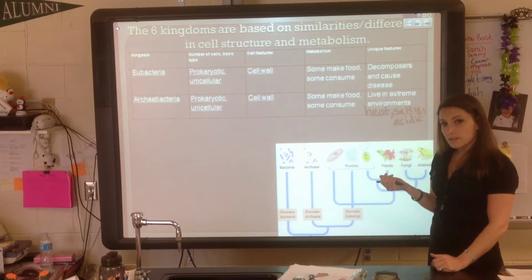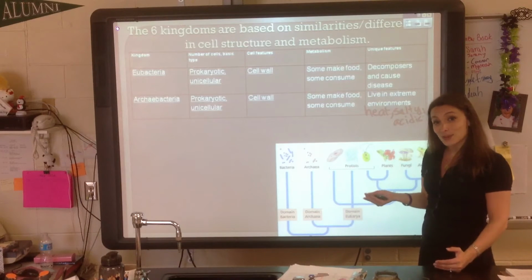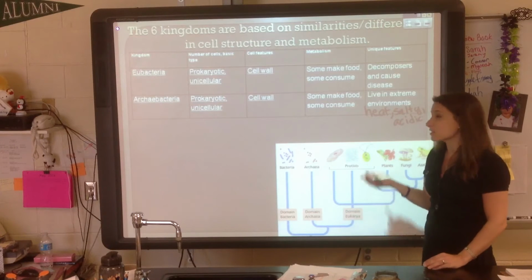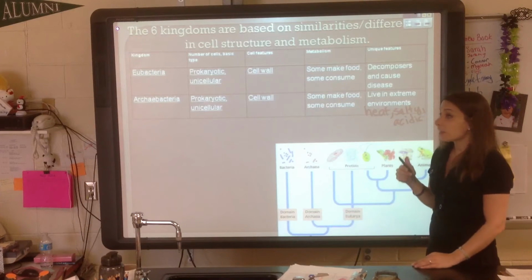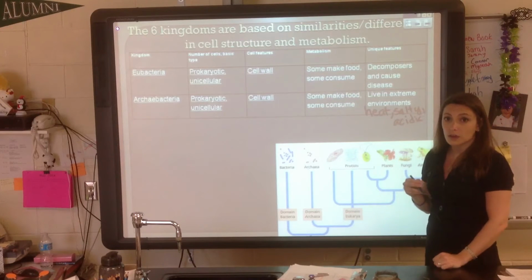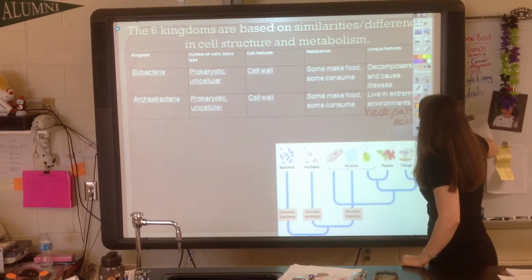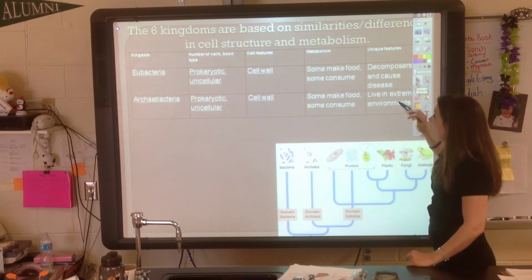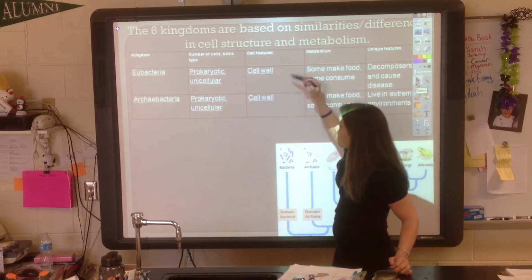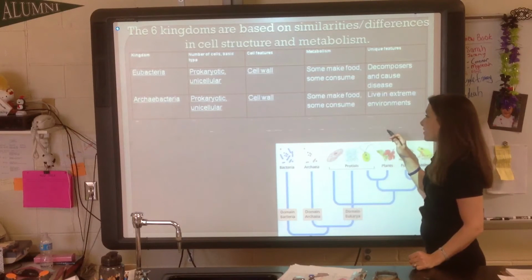So normally living things don't live in places like the Dead Sea. It's why it's called the Dead Sea, because it's so salty. But they have found archaea bacteria that are able to live there. And so we see that they're similar, and they share some common characteristics, but archaea are really those extreme bacteria.